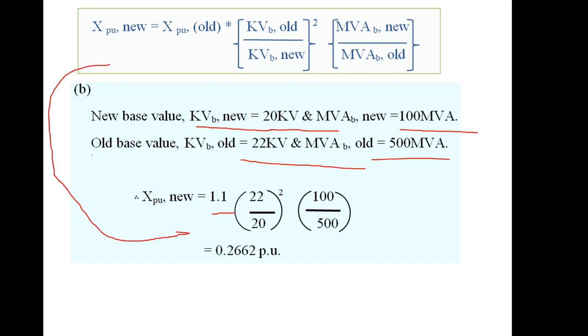1.1 into 22 by 20 whole squared, so this is kVb old by new, and here the MVA is new by old, just the opposite. Multiplying both, we obtain 0.2662 per unit. So this is how to calculate the per unit value of a reactance for a specified base.